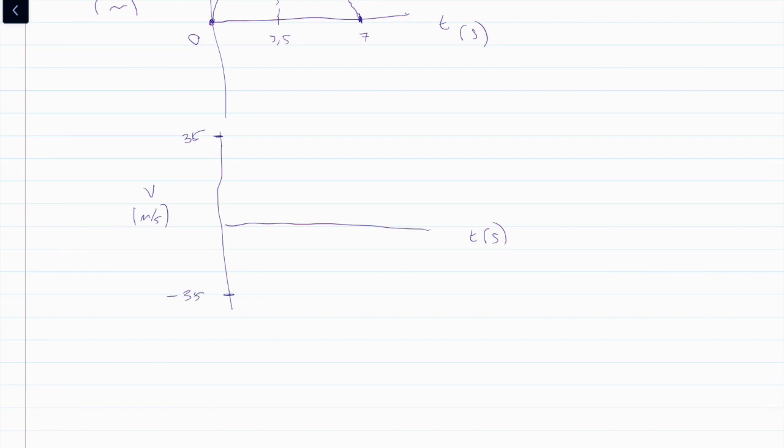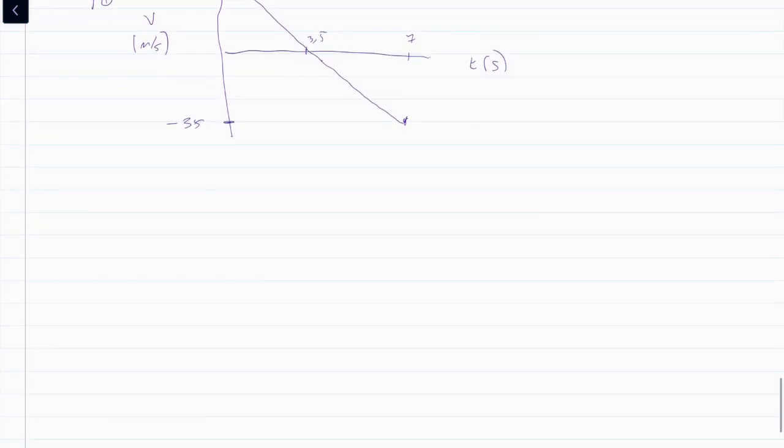The velocity hits 0 at 3.5 seconds. At 7 seconds, it's minus 35, and we have a constant acceleration, so we have a constant change in velocity, right? And again, this is taking upwards as being positive. So we have a straight line graph going through our 3 points. Remember, our gradient is equal to our acceleration, which was minus 10. So the fact that we have a negative gradient is good.